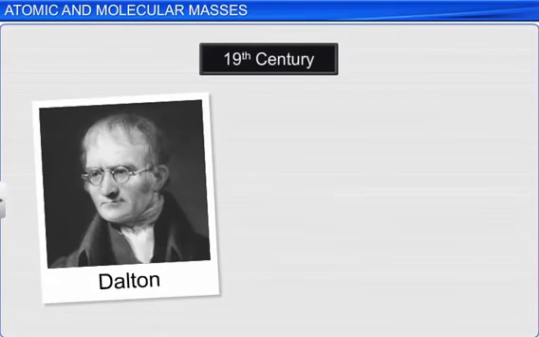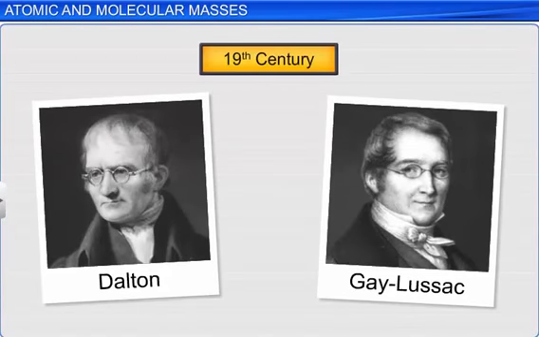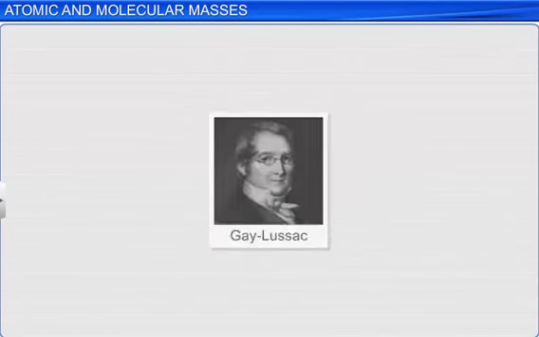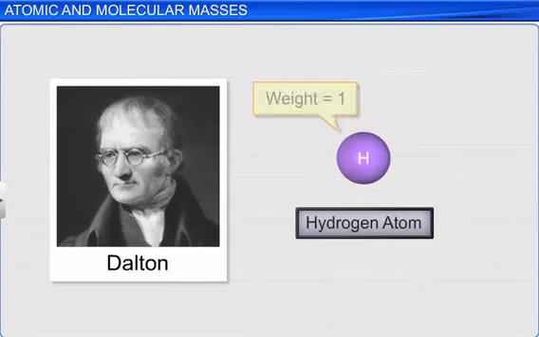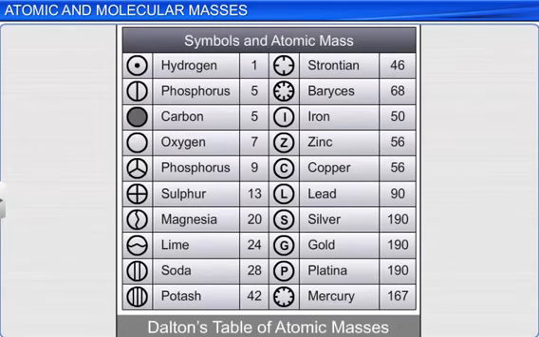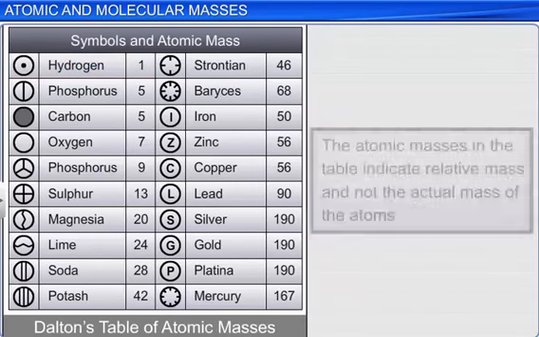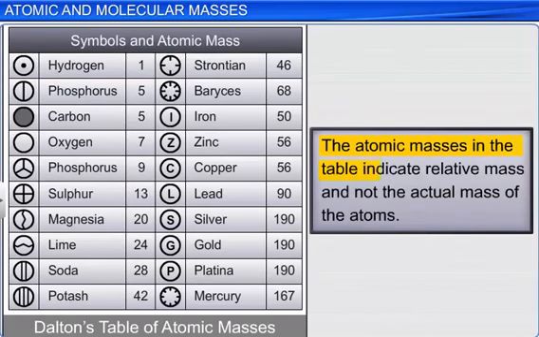In an attempt to find a solution to the problem in the 19th century, Dalton made some assumptions based on Gay-Lussac's findings. Based on Gay-Lussac's findings, Dalton assigned hydrogen a weight of 1. He used hydrogen as a standard for determining the atomic masses of other elements and published the first table of atomic masses. Note that the atomic masses in the table indicate relative mass and not the actual mass of the atoms, which means that the masses of elements are relative to the mass of hydrogen.